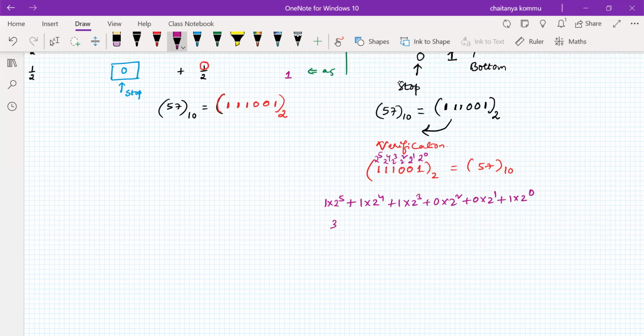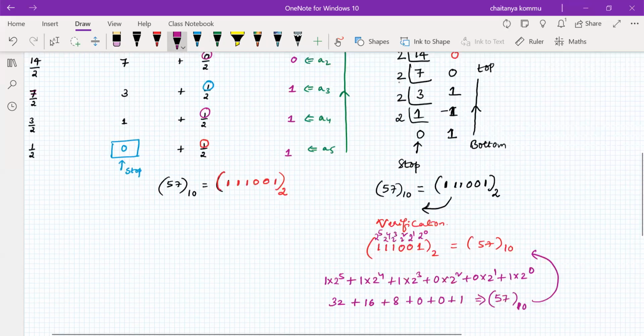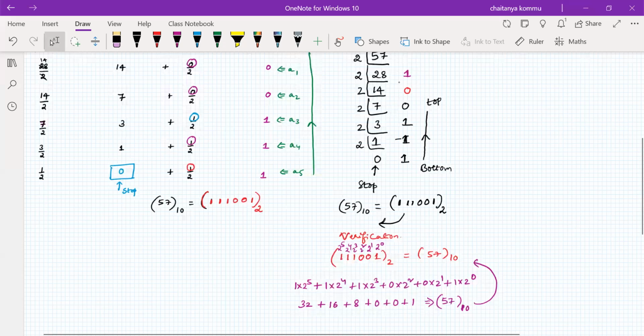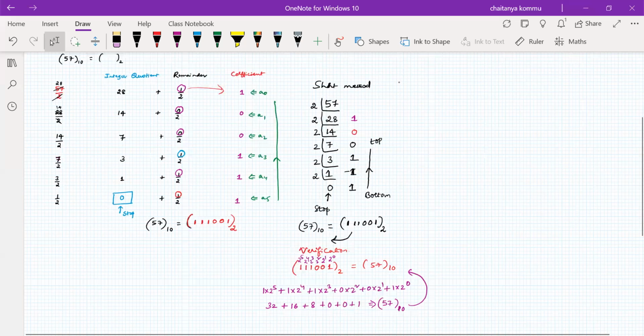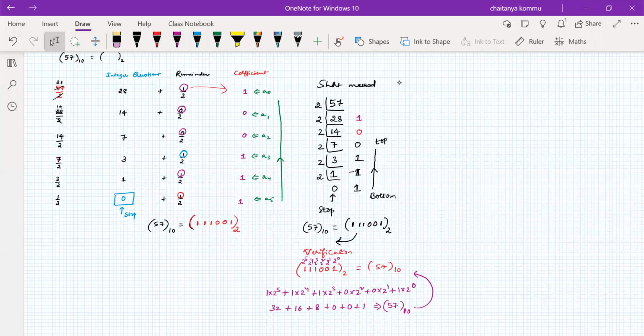So what is the value? This is 32, this is 16, this is 8, this is 0, next 0, plus 1. If you add all these things, it will be 57 base 10. So this one and this one are the same. Therefore, whatever procedure I have done is correct. That is how I can verify. Agreed? I hope there is no problem at all. Very simple procedure. Either you can use the tabular form method or the shorthand method. Either one is acceptable.